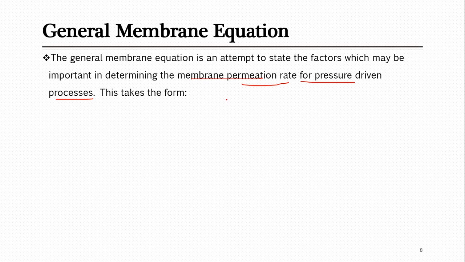This is not a natural phenomenon, like the system you saw a few slides back, which took place at just atmospheric pressure. But if we have to apply high pressure and look at the permeation rate through those systems, there is one equation that can somehow predict the amount of permeation. This is derived through various steps. We are not going through that, and it is not considered part of your syllabus.